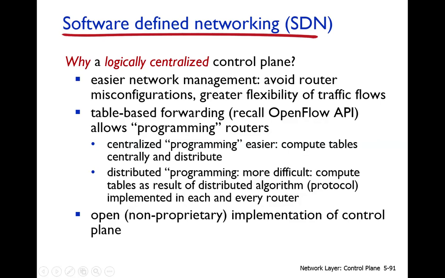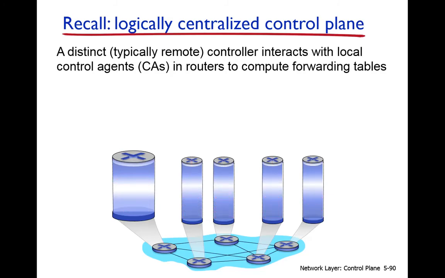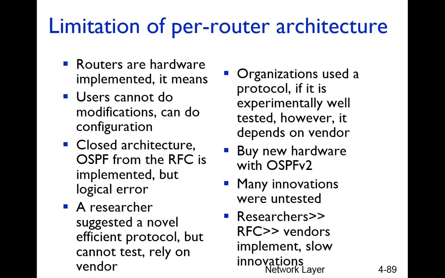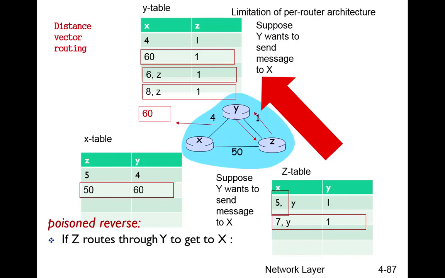So distributed programming is more difficult. We have discussed that the per router architecture is distributed in nature. What does it mean? In each router we have a control plane, so it is difficult to manage. If there are 10,000 routers, in each router we have a control plane and a routing algorithm, so managing 10,000 control planes is much more difficult as compared to managing a centralized control plane. That's why it is used.